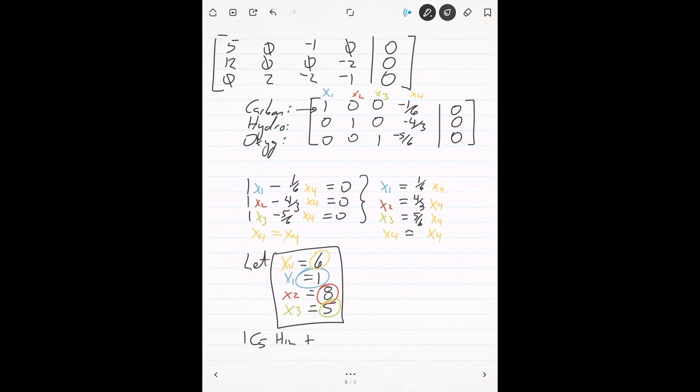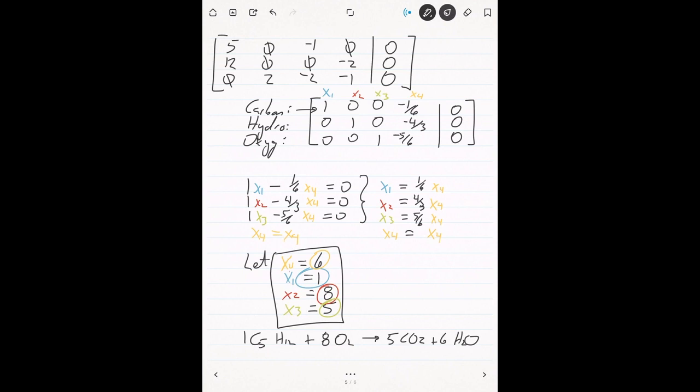1 C5H12 plus 8 O2, and that produces 5 CO2 and 6 H2O. Again, there are a lot of possibilities for this. And this is what you need to understand. You could have had one molecule, eight molecules, then resulting with the 5 and the 6, okay?